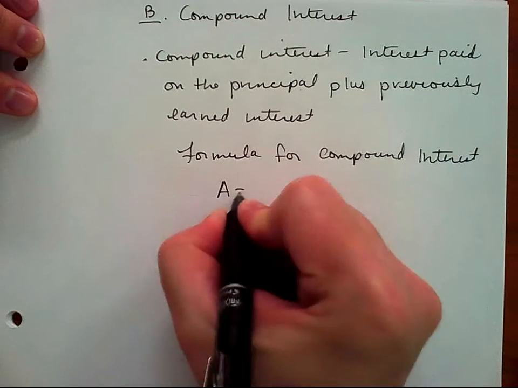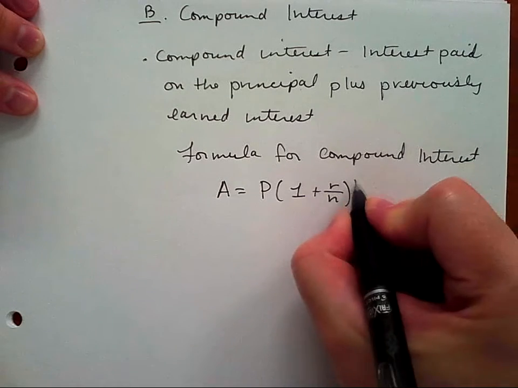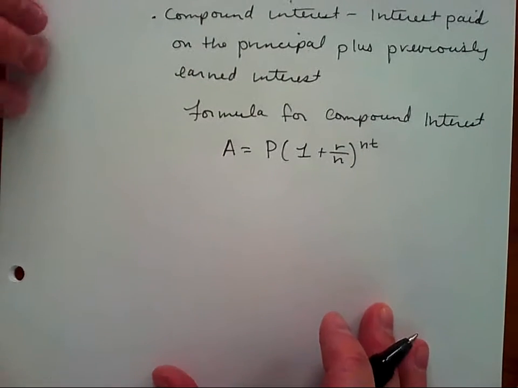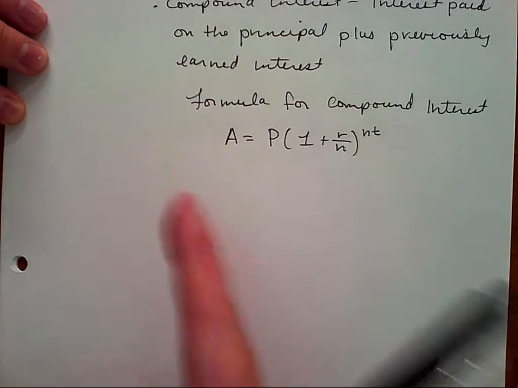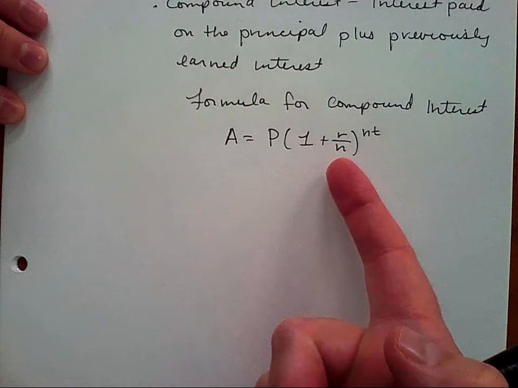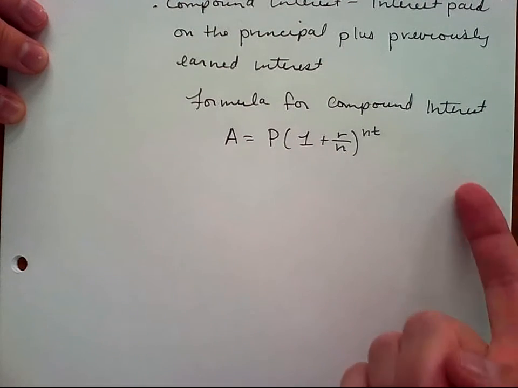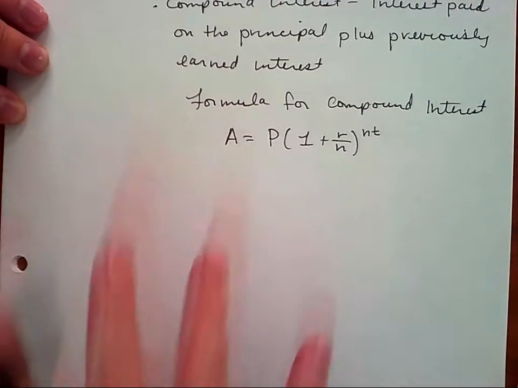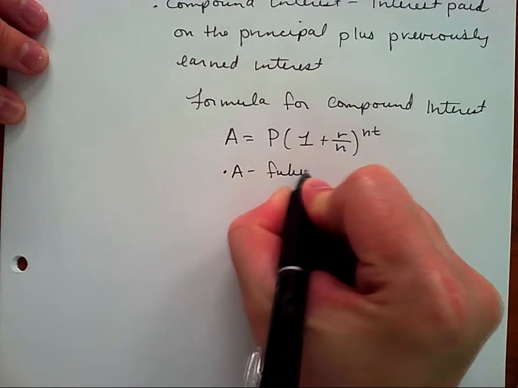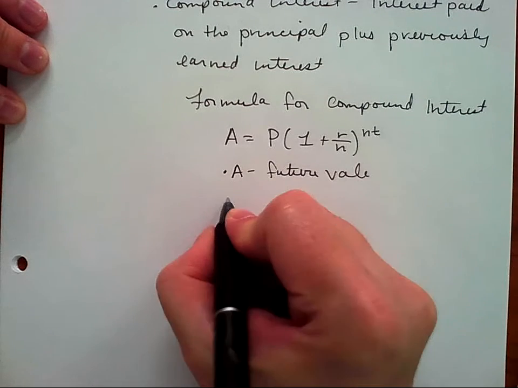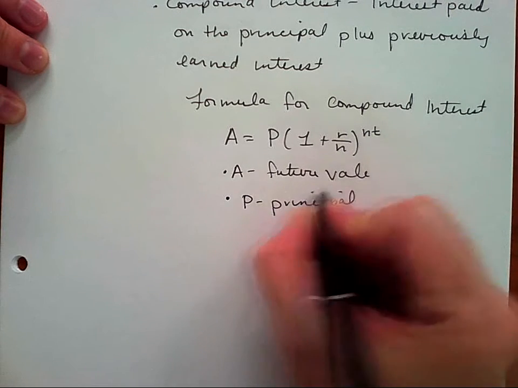So A equals P times (1 plus R over N) to the NT. So I'm going to write down all the variables, but all the letters are the same. The only new variable we have here is N, right? A is the same as before, P is the same as before, everything's the same as before but N. I'll write them all down though just so we have it in this section. So A is future value or accumulated amount. P is principal or initial.